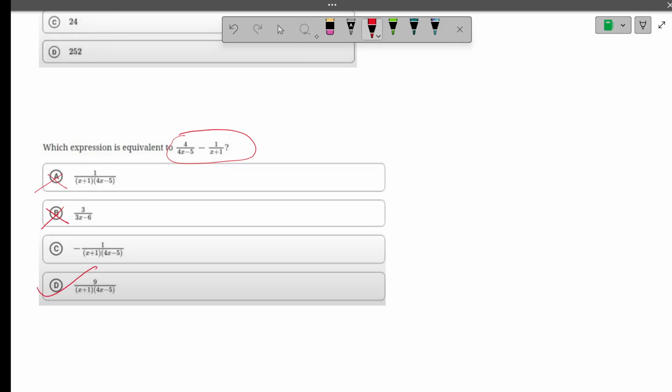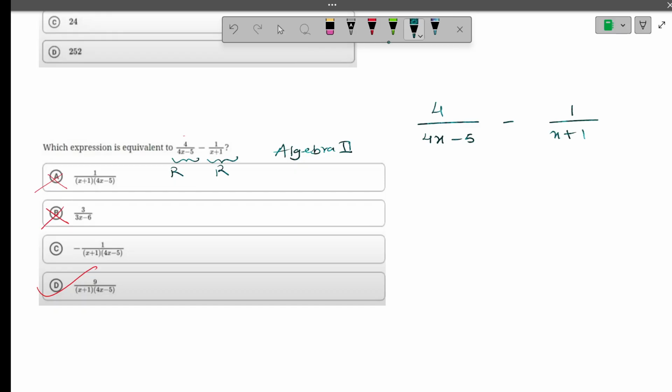And how can you do it manually? I think doing this question manually would be faster. So this is actually subtraction of two rational expressions. This is your rational expression, this is your rational expression. You learn this in Algebra 2 of high school, how to add two rational expressions. So either you can take the LCM of the denominators, or you can simply multiply. You can use the butterfly method, 4 over 4x minus 5 minus 1 over x plus 1. I'm going to simply use the butterfly method.